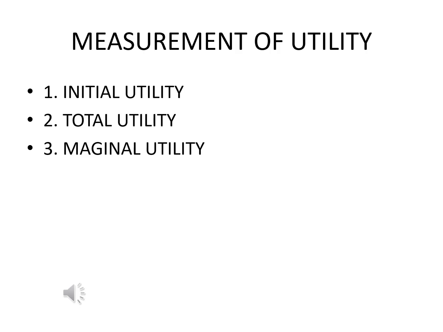Next, the consumer consumes the third unit. Total utility rises from 18 to 24. The additional satisfaction is therefore 24 minus 18 equals 6. Thus, the marginal utility of the third unit is 6. Again, total utility has increased, but marginal utility has declined further.